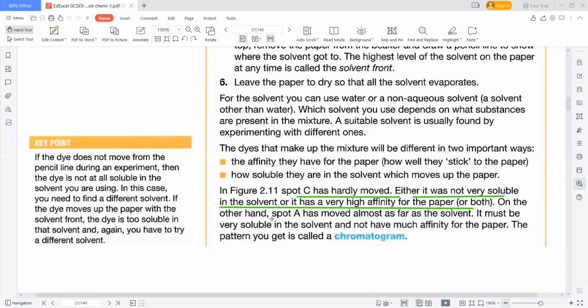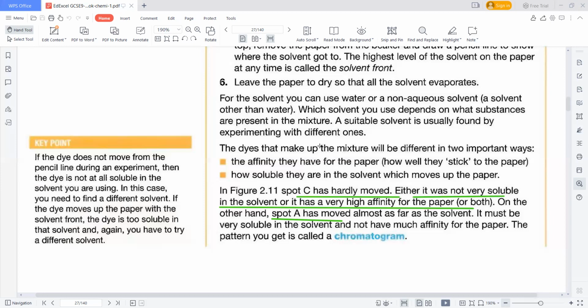On the other hand, here is the spot number A. What is spot number A basically? It has moved almost as far as the solvent does. It must be very soluble in the solvent, extremely soluble. Now it does not have much affinity for the paper. This one is traveling a huge distance.